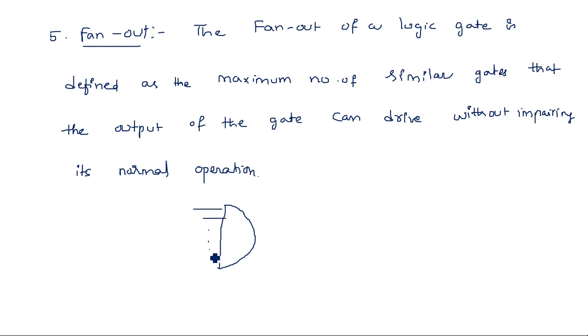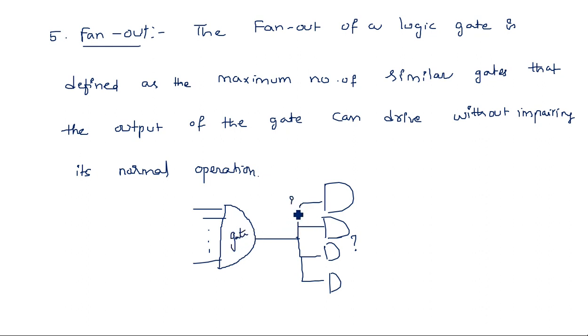Now, this is the number of inputs we have. The output of this particular gate can be given to how many other circuits? Suppose I have another gate here, here, and here. How many other logic gates can be applied with the same output coming from this particular gate? Here there is a limit. This deals with the fan-out term.